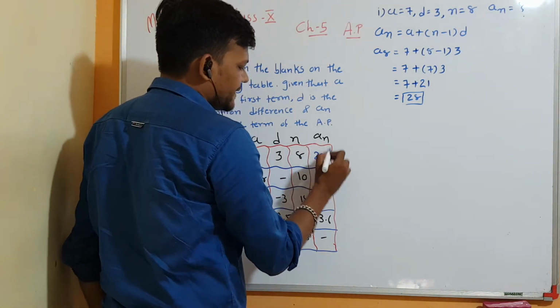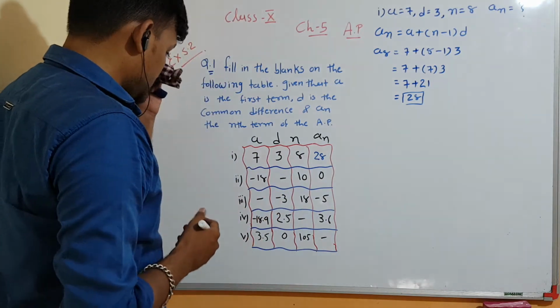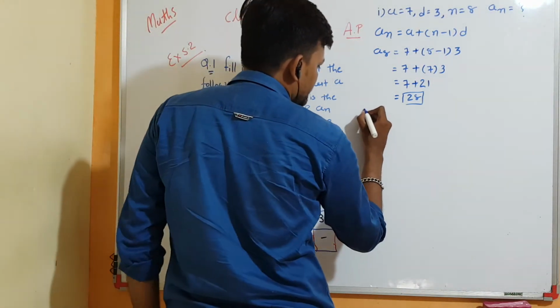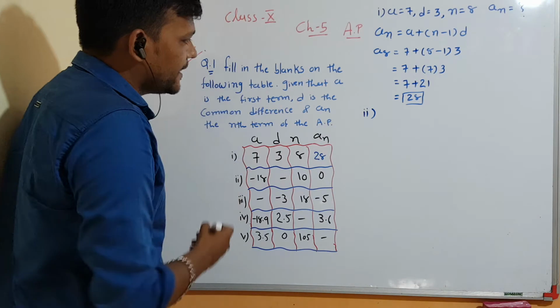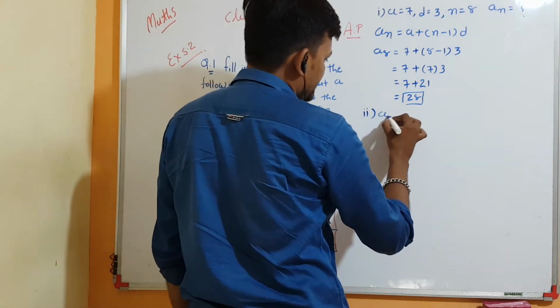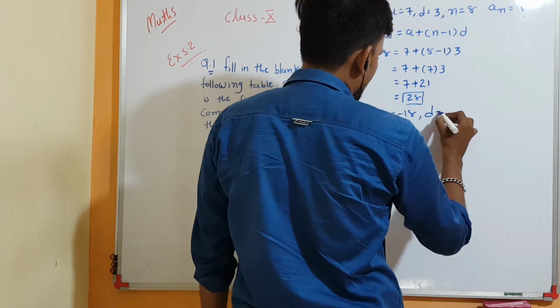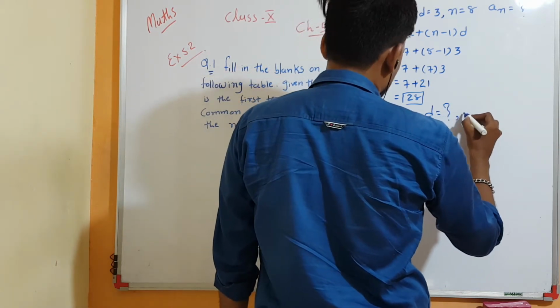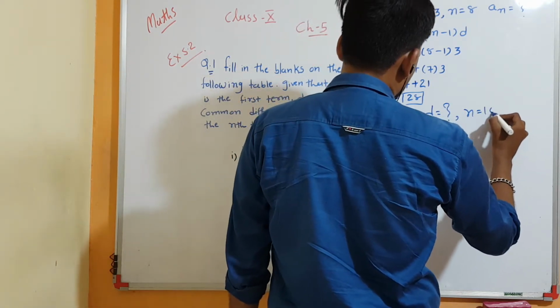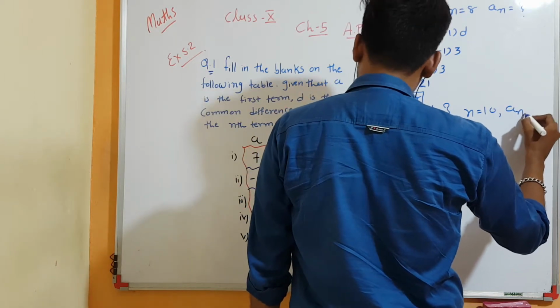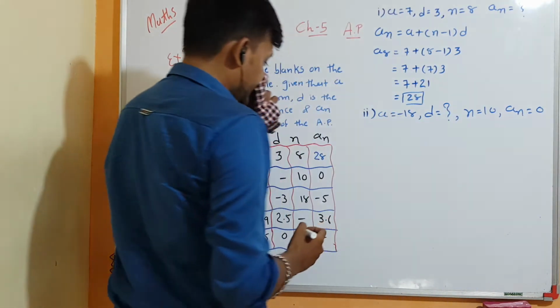20, right? Now let's solve the second part. In the second part, a is given minus 18, d you have to find, n is given 10, and a_n is given 0, right?